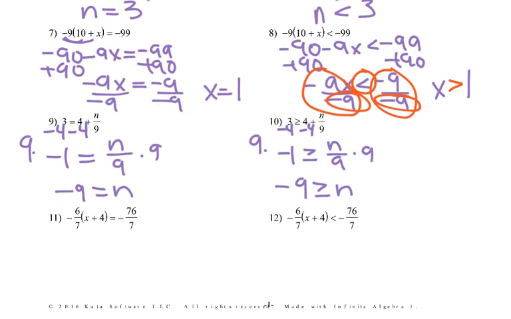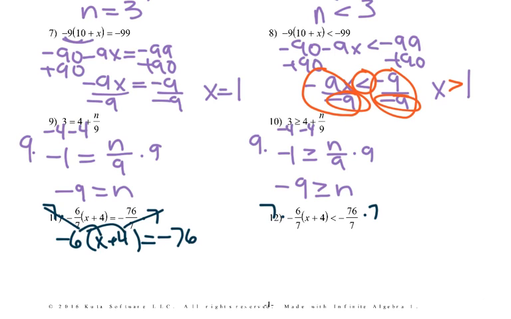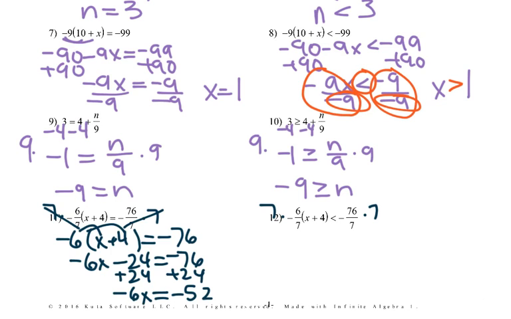Okay. On number 11 and 12, if I see fractions that have the same denominator, I'm going to times by that denominator to begin with. So then I end up with negative 6 times x plus 4 equals negative 76. Then we can distribute: negative 6x minus 24 equals negative 76. Add 24. We get negative 52. Right?